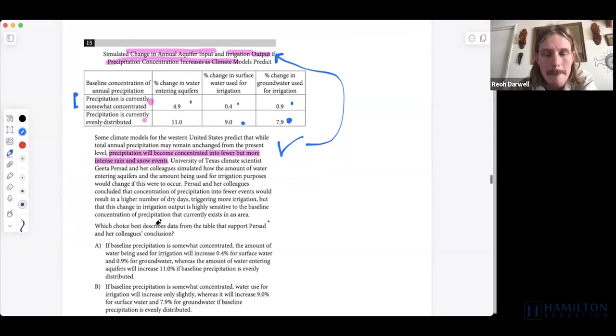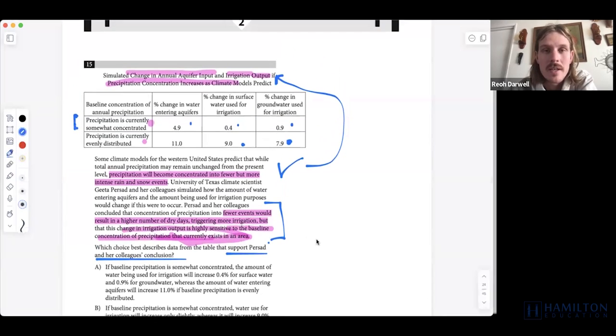So the most important thing for us to comprehend from the passage is their conclusion. So what is their conclusion? Well, that as we increase concentration, we will have more irrigation. But that this change is highly sensitive to the initial baseline that exists in an area, right? So what supports that? Well, what we just described.